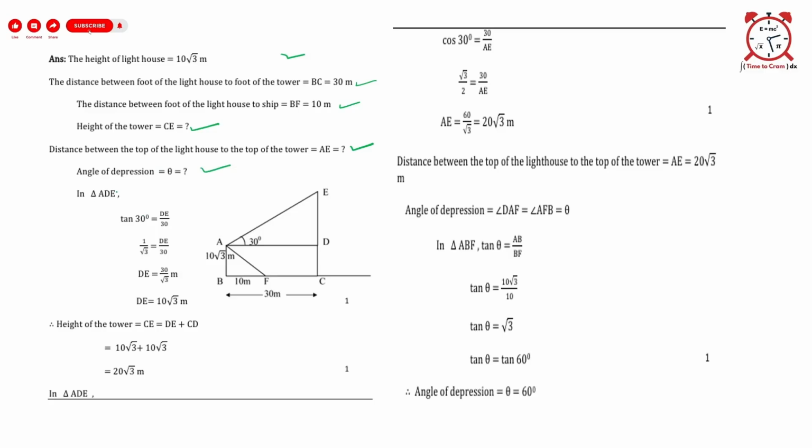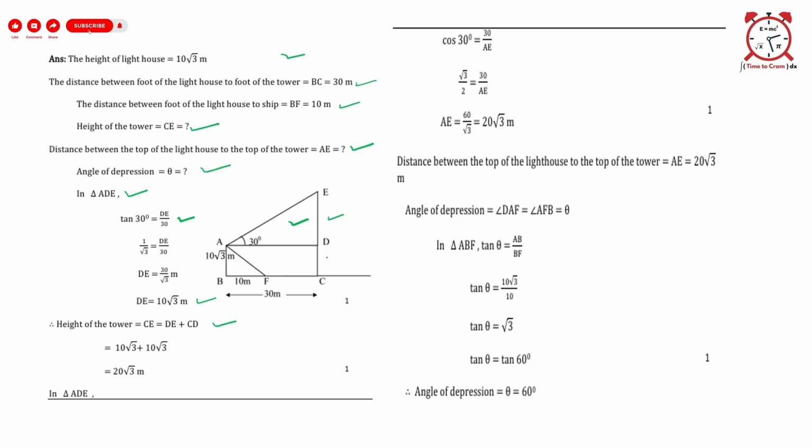First we will take triangle ADE. In tan theta we know that it is opposite upon adjacent, so we will reach DE. DE means this value, DE. So DE equal to 10 root 3 meter. Now the height of the tower is very clear: CE equal to DE plus CD from the figure.